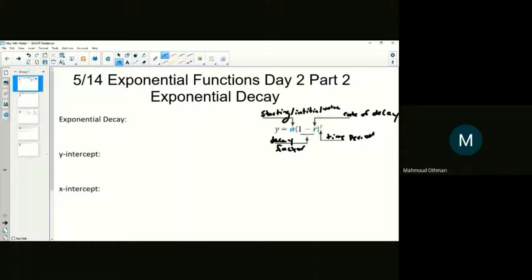Now we'll talk about the y-intercept. For the y-intercept for this equation, it's going to be (0, a). And if we pay attention to the note from the last 3 days, there actually is no x-intercept. It does not cross the x-axis. It tries to, but it can't.